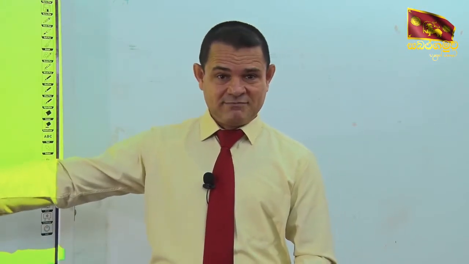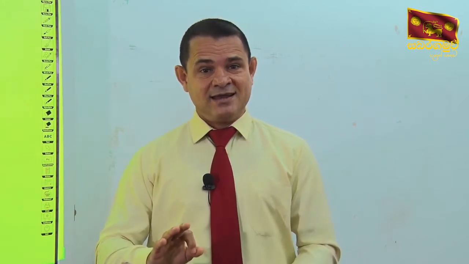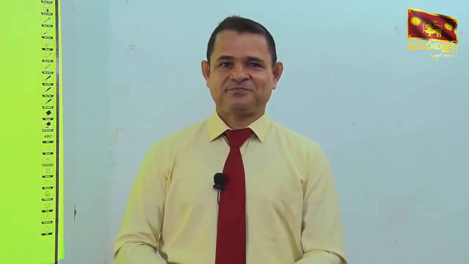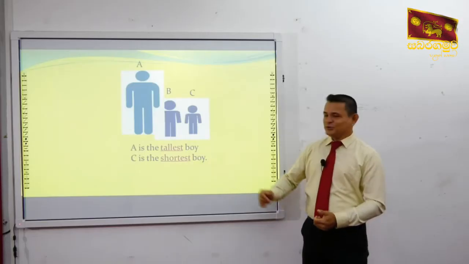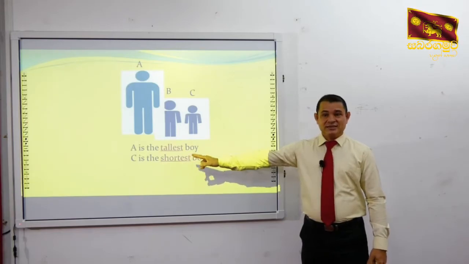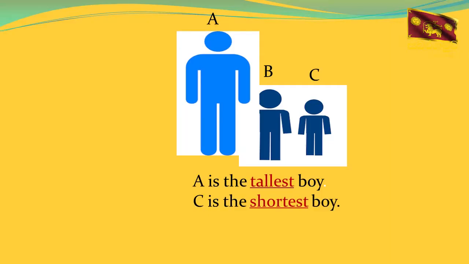And when you use comparative form, you must use the word than, like taller than, fatter than, shorter than. And when you use the superlative form, the word the is a must. The shortest, the longest, the fattest, like that. Remember that. And let's go to the next one.